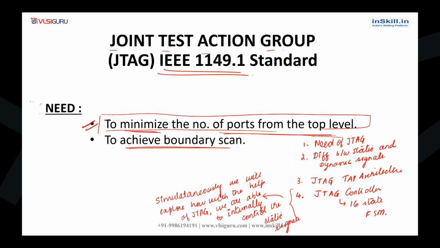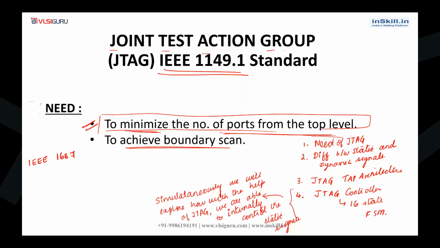Okay, so we'll understand about the JTAG controller. The JTAG controller is a 16-state FSM. We'll understand about the various states in that FSM, and while we are understanding the states of that FSM, we will simultaneously explore how, with the help of JTAG, we are able to internally control the static signals. Then we will also cover the IEEE 1687 standard.